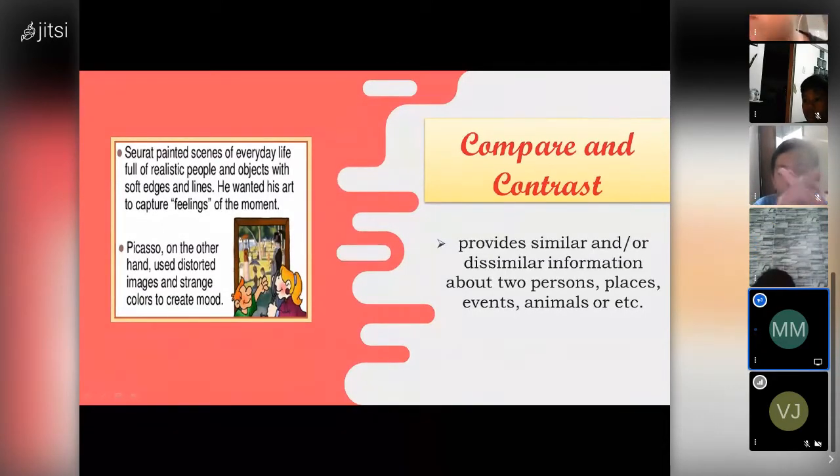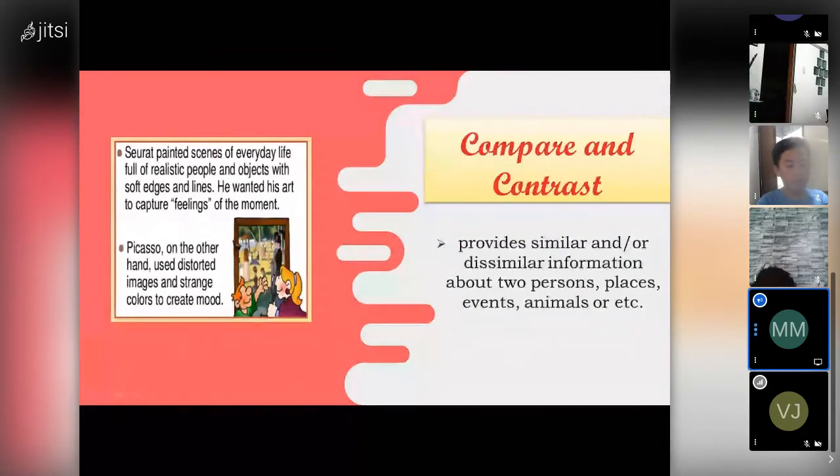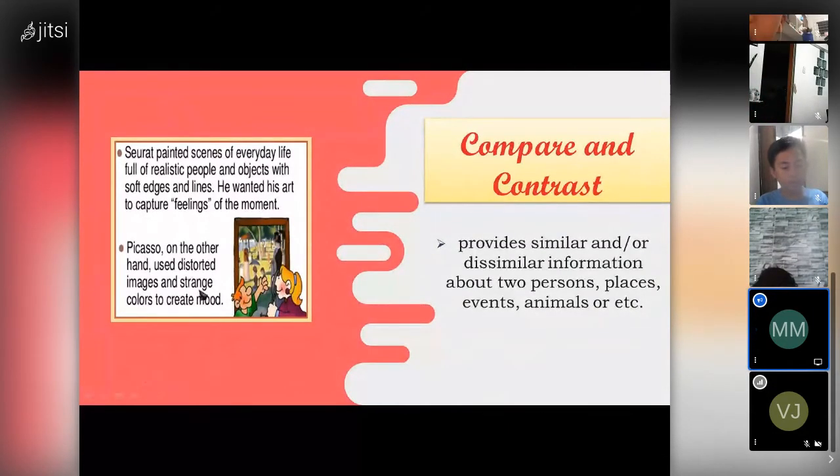Okay, so that is the difference between the painting of Seurat and Picasso. But in similarity, they are both painters. And the comparison between the two is that they have different ways of making their paintings. Okay.